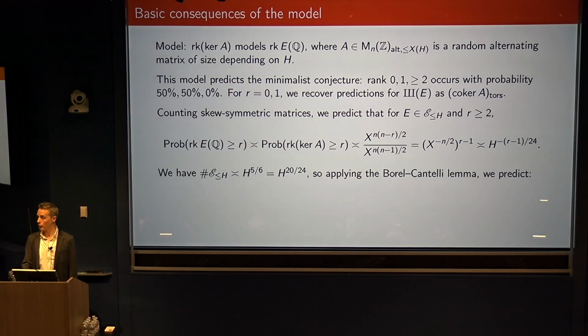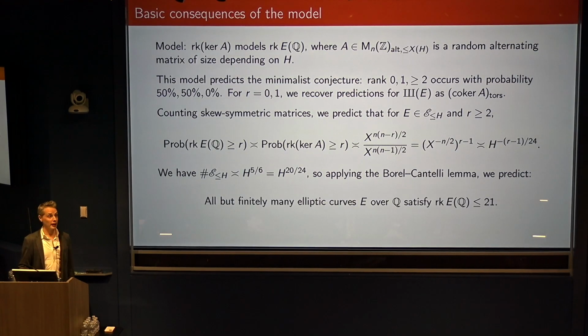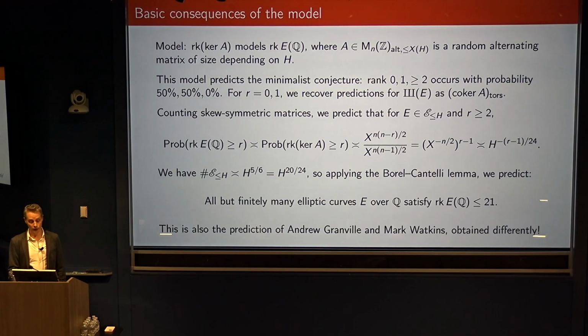And then you apply the Borel-Cantelli lemma that says when you take the sum of all the probabilities, if it converges, then it happens finitely many times. If it doesn't converge, then you expect it happens infinitely many times. And when you do that calculation, it says all but finitely many satisfy rank less than or equal to 21. Now, 21 has to do with the 20 over 24 in a straightforward numerical way. And as it turns out, this is also the prediction of Andrew Granville and Mark Watkins, who did something completely different about ranks.